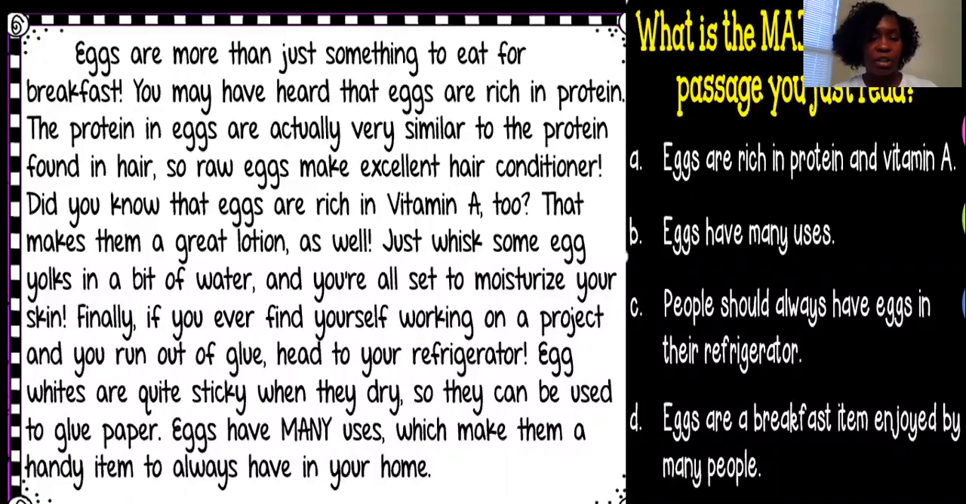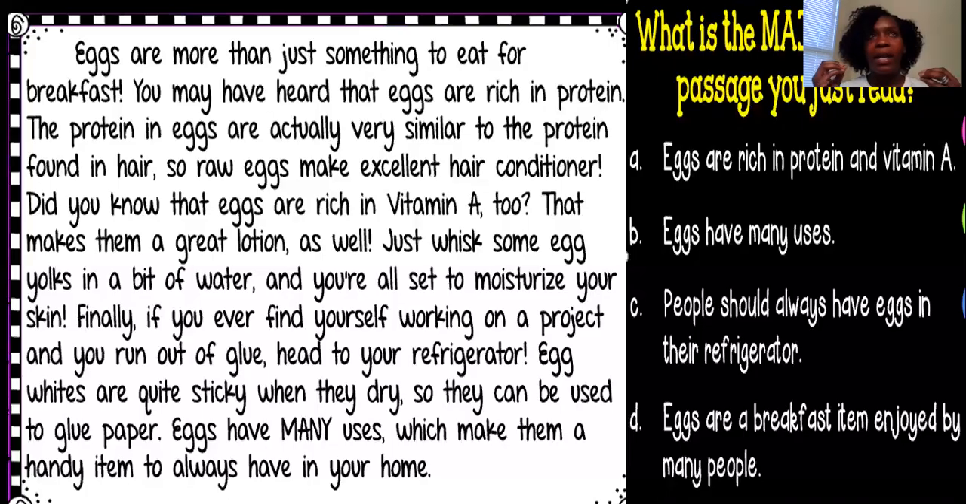Finally, if you ever find yourself working on a project and you run out of glue, head to your refrigerator. Egg whites are quite sticky when they dry, so they can be used to glue paper. Eggs have many uses, which make them a handy item to always have in your home. Question says, what is the main idea of this passage?